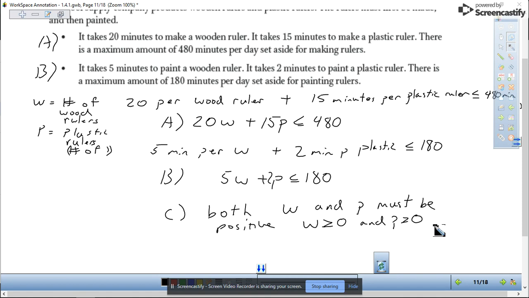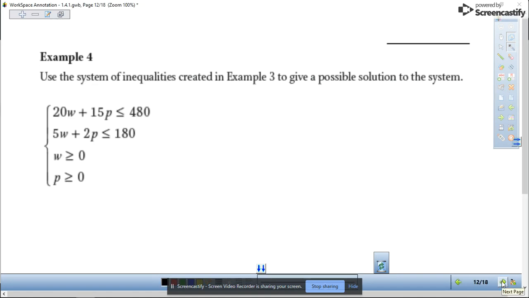All right, so that's going to bring us to the next example. Pause that if you need to get those written down, and I actually put them over here so we can see them. All right, so we got that set up. Now, for example 4, what we want to do is figure out some possible solutions. The first thing we want to do is let's just assume, for example, that they are going to make no wooden rulers. They're only going to make plastic rulers, right? You're finding out the maximum number of plastic rulers that they could possibly make. So we did 20 times 0 plus 15P is less than or equal to 480.